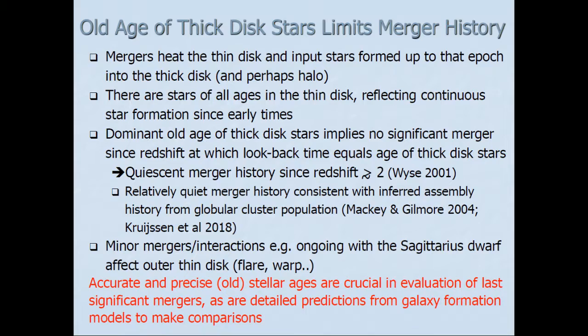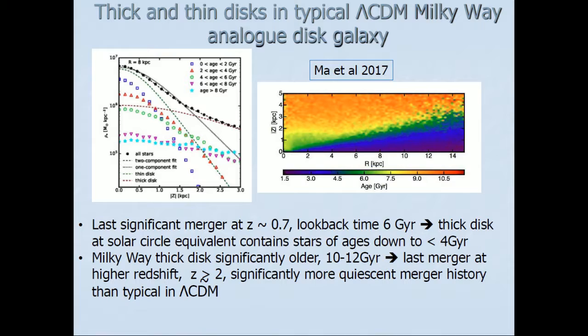Here's a typical disk galaxy in lambda CDM. Maya Tal 2017, part of the FIRE collaboration. This is density in starlight as a function of height, just showing they get exponentials. This is age as a function of height above the plane and radius. It's a Milky Way analog. Here's the sun. This blue up to above a kiloparsec is an age of 3 billion years. That reflects the fact that the last significant merger was at a look-back time of about 6 billion years. So you're seeing, as that merger settles down, the puffing up of stars that were formed in the thin disk at that time.